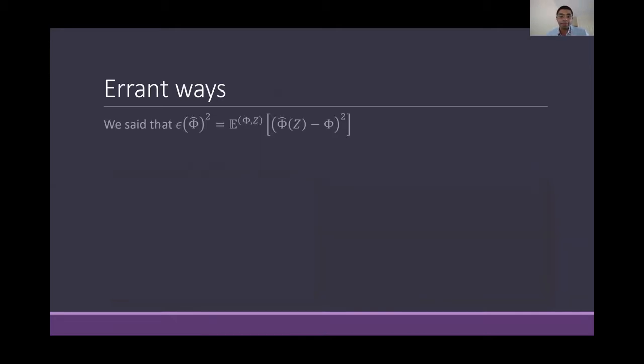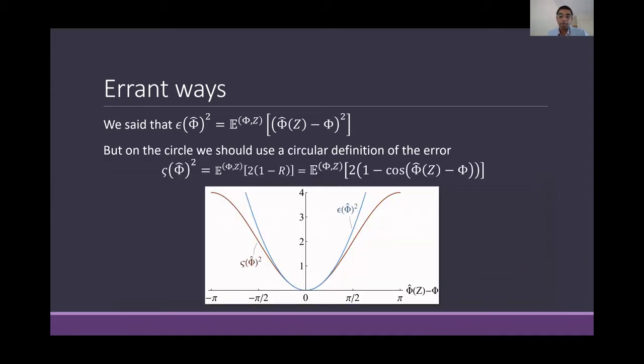But now, armed with this, before we said that this was the error, but now we're saying that we should use a circular definition of the error. And in the paper, we show that this is what you should use. So this is the regular error, and this is the circular error. They agree for small errors. That's why we need that factor of 2. And at large errors, they become periodic.